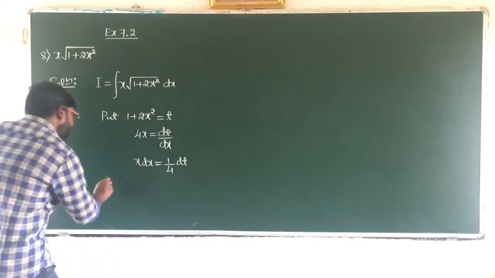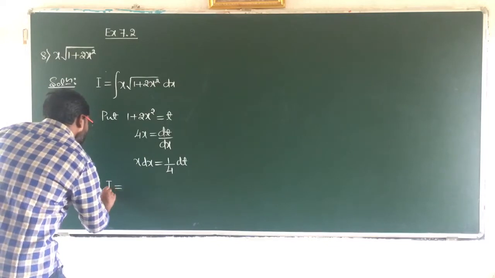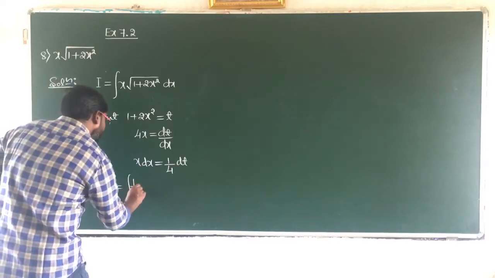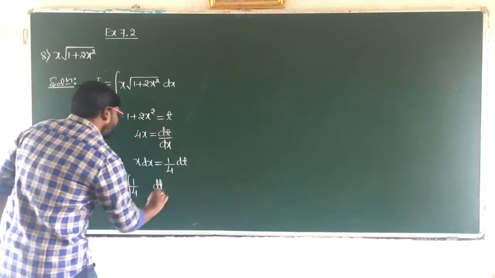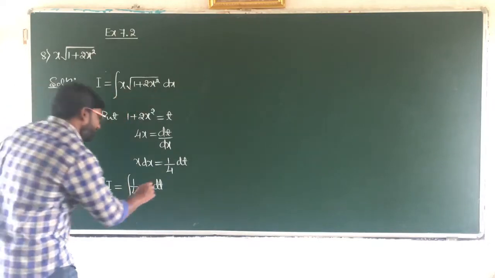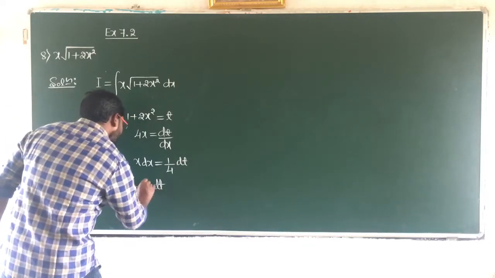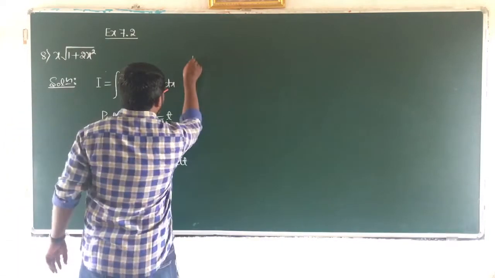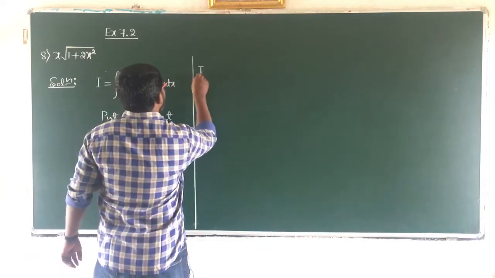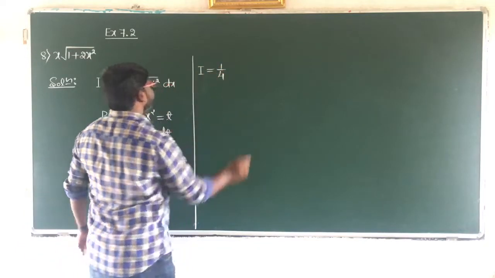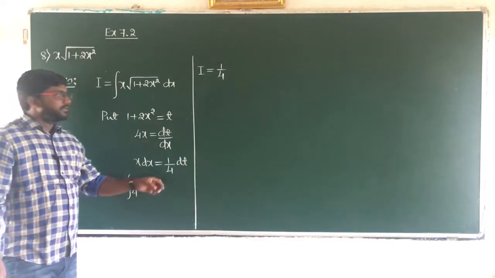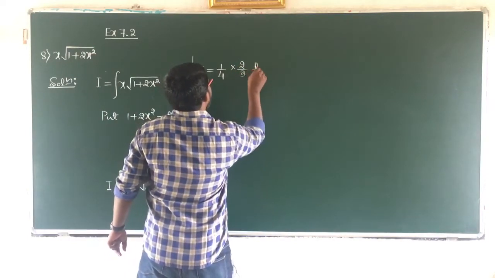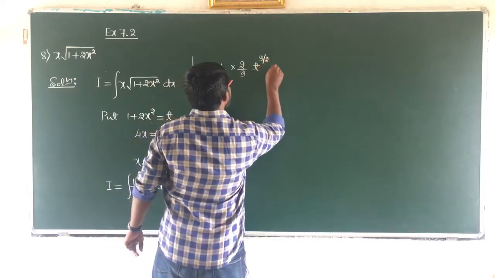So we have to rewrite this. I is equal to the integral of x dx, which will be 1 by 4 dt, and this is going to be root t. So now 1 by 4 is a constant, write it outside. I is equal to 1 by 4, I write it outside. Then what is the integral of root t? It is 2 by 3 t raised to 3 by 2 plus c.